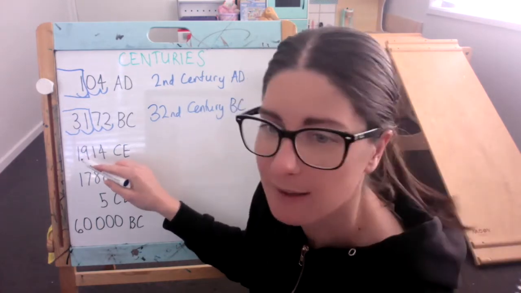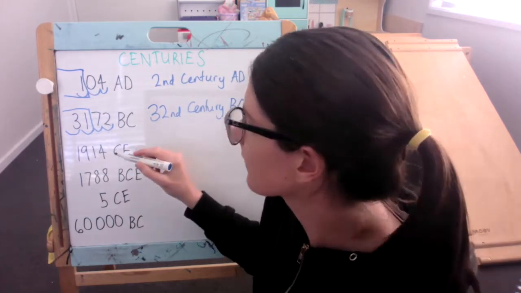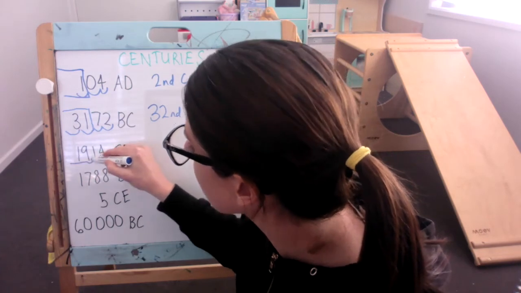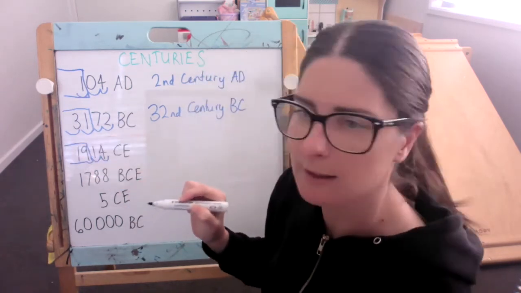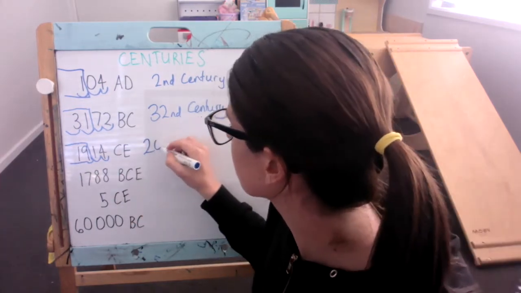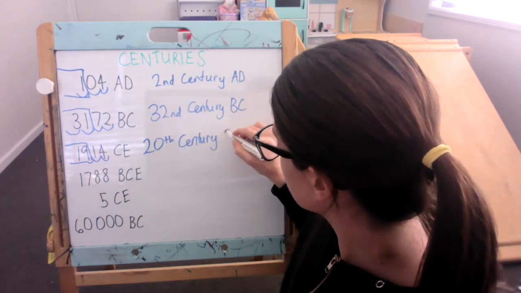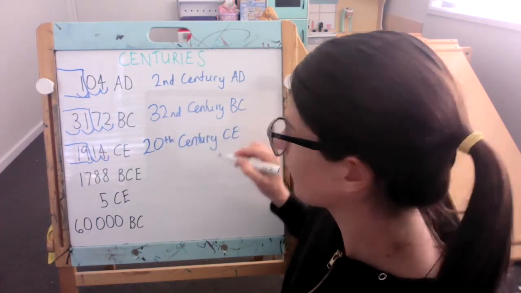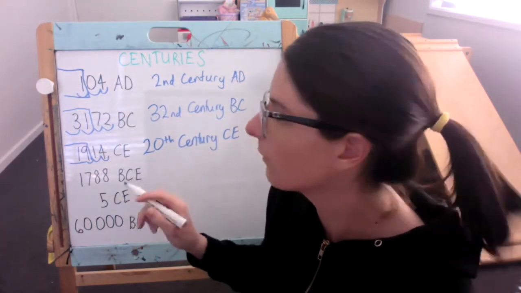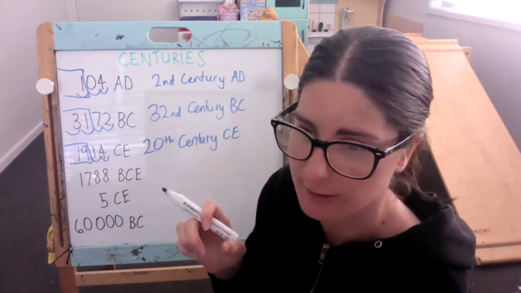Okay, this one here, 1914. Even though the numbers are the 1900s, we don't call it the 19th century, we call it something else. So we'll go 1, 2, 3. All of that onwards is 19 plus 1, 20th. So that is the 20th century CE. When people talk about modern history, like World War I and World War II, World War I started in 1914, in the 20th century.